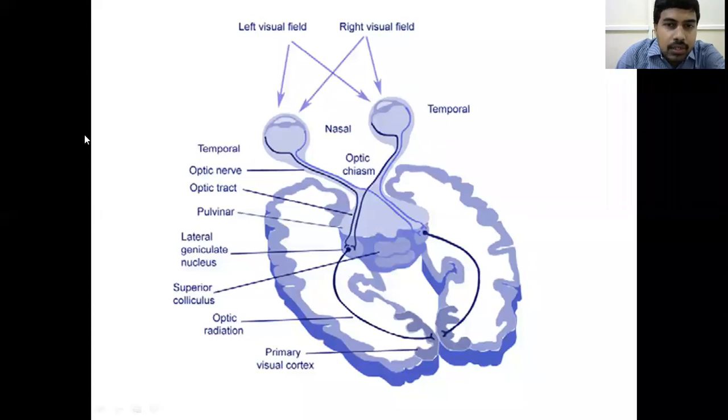So the retinal ganglion cells extend from the retina up to the lateral geniculate body. So the damage to the nerve can take place anywhere here, up to the lateral geniculate body, that is this part where they are synapsing, in front of the synapse. So there can be damage in this part, or in the optic tract, or in the optic chiasma, or in the optic nerve, or in the retina itself.